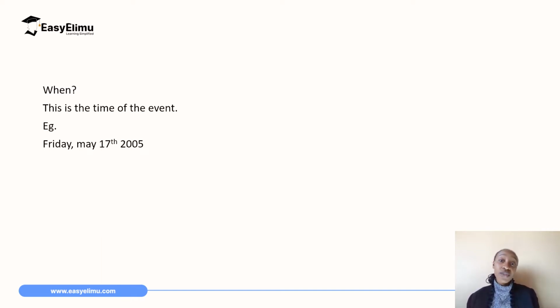In some cases, you can also go the extra mile of giving the arrival time and the time when the event will start. So for example, we say this chess tournament will happen on Friday, 17th May 2005. And then you can say guest arrival time is 1:30 p.m. and then the tournament will officially begin at 2 p.m. So you have given the arrival time and the time when the event is expected to start.